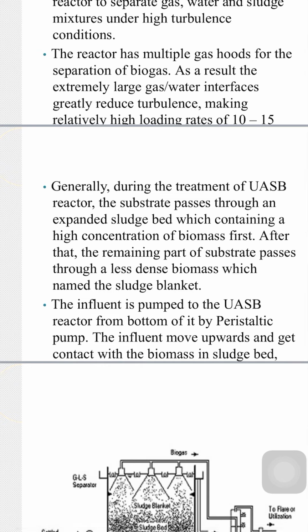Generally, during treatment in the USB reactor, the substance first passes through a sludge bed, which contains a high concentration of biomass. After that, the remaining substance passes through the less dense biomass, which is named the sludge blanket. These two are the main parts of the reactor.